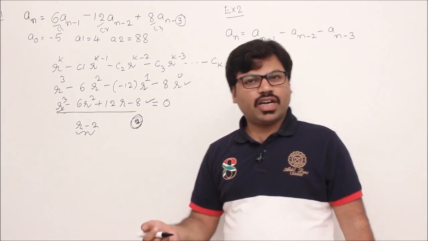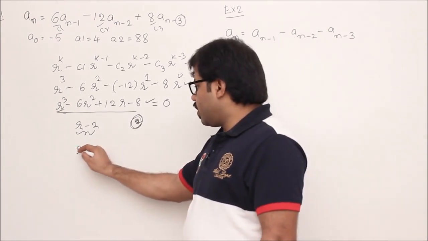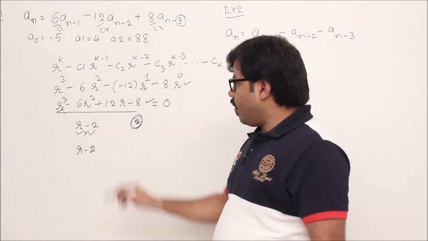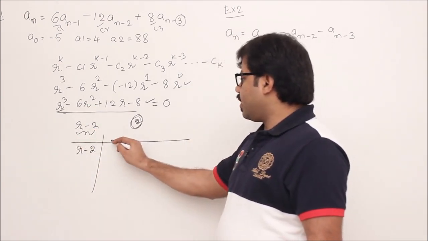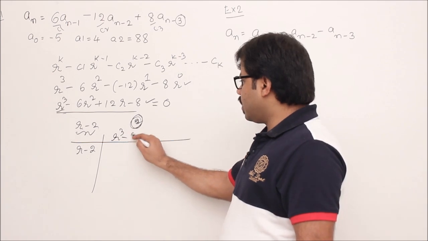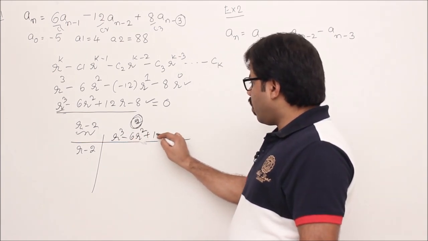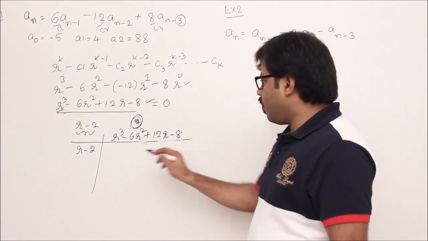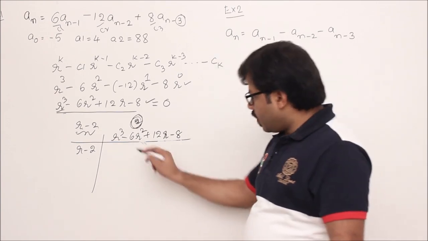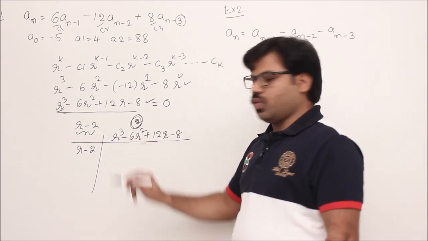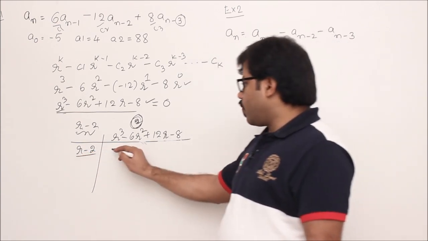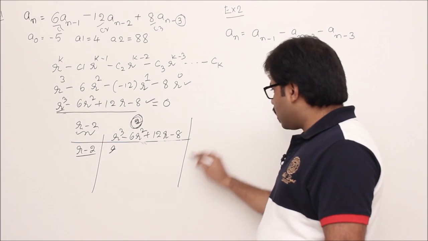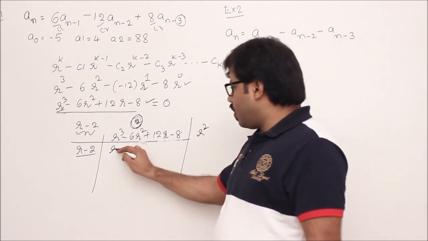So what about the other factors? How to find the other factors is very simple now. Divide this equation by r minus 2. The technique is like this. Take the expression r cube minus 6r square plus 12r minus 8 and divide it by r minus 2. First of all, try to get r cube. For that we have to multiply r minus 2 with what? r square. If I multiply this with r square, then I get r cube.